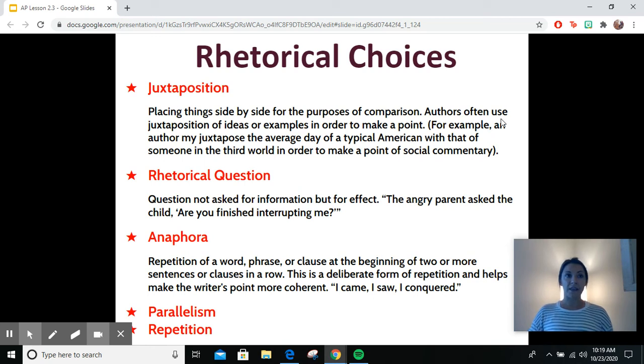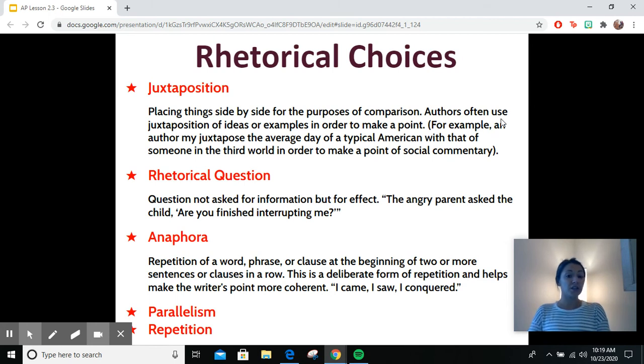I always think about the yin and yang symbol. For example, an author might juxtapose the average day of a typical American with that of someone in the third world in order to make a point of social commentary.